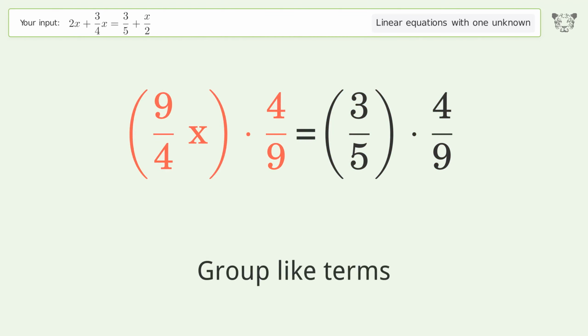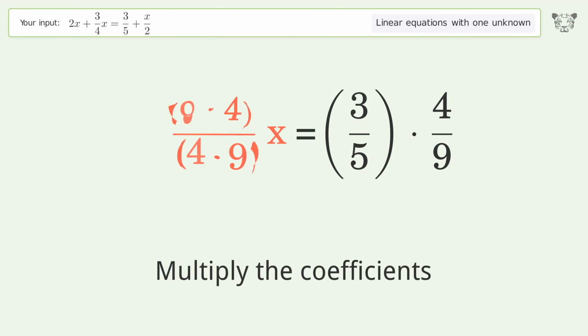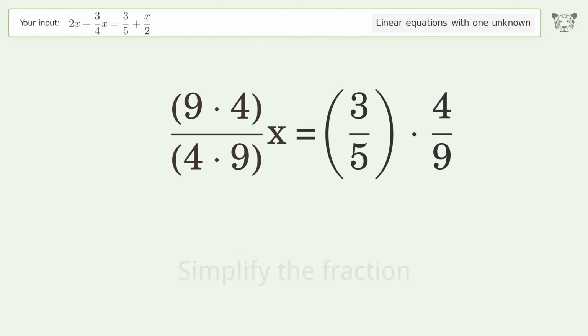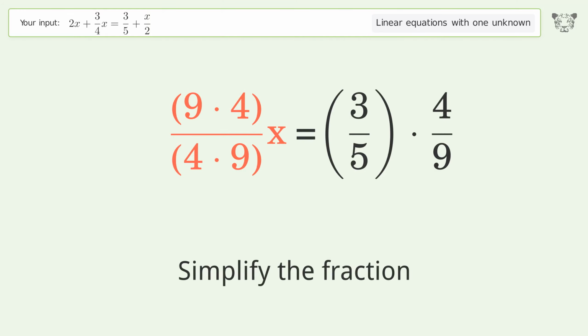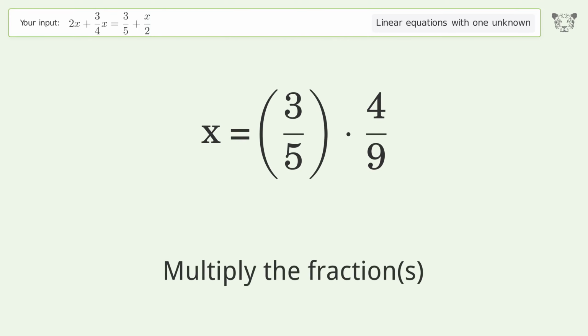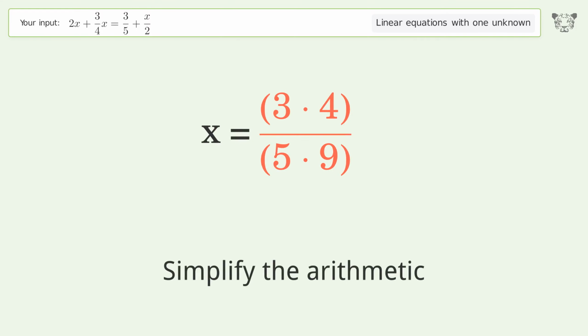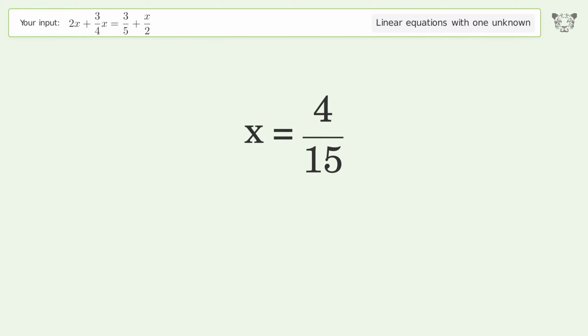Group like terms. Multiply the coefficients. Simplify the fraction. Multiply the fractions. Simplify the arithmetic. And so the final result is x equals 4/15.